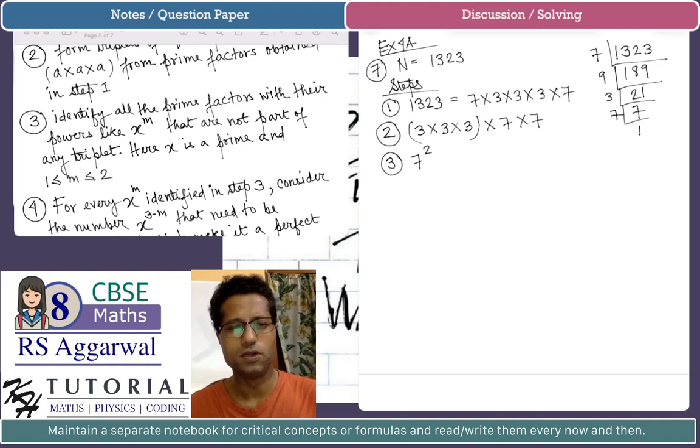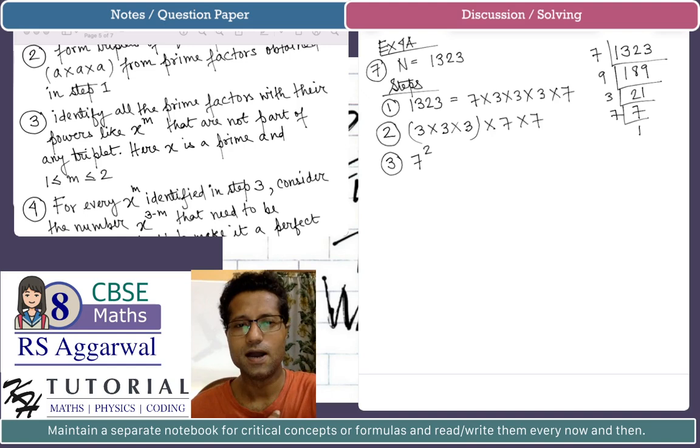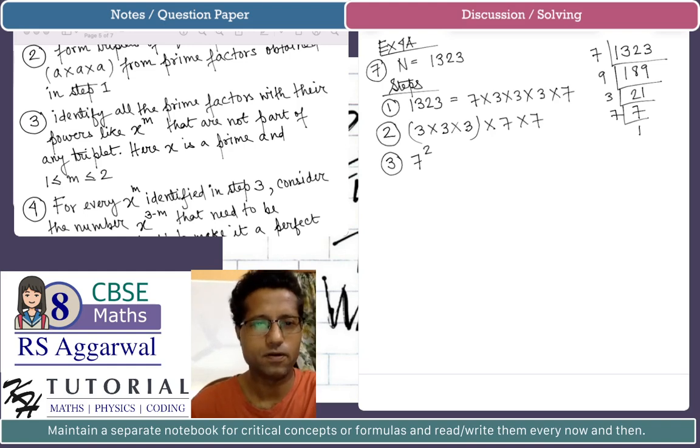If you relate, 7 square is nothing but x to the power m. So step 3 is saying identify all the prime factors with their powers like x^m. For some number you might have more than one x to the power m. In this problem there is only one x to the power m, where x is 7 and m is 2. Okay, so we have found this.